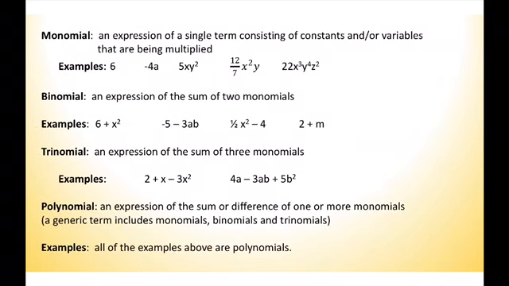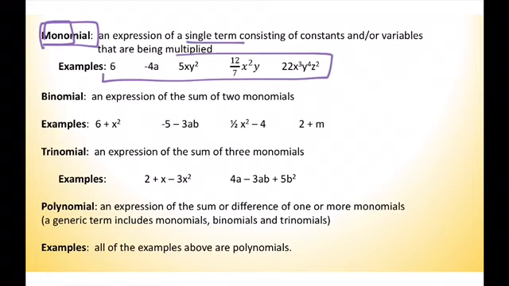Okay, next, these are new. A monomial. The prefix mono means one, so it's a single term. Anytime you have one term, that's a monomial. And so you'll recognize all of these that we did at the beginning, the 5 terms. Each of those is one monomial. So I've got 5 monomials listed here.